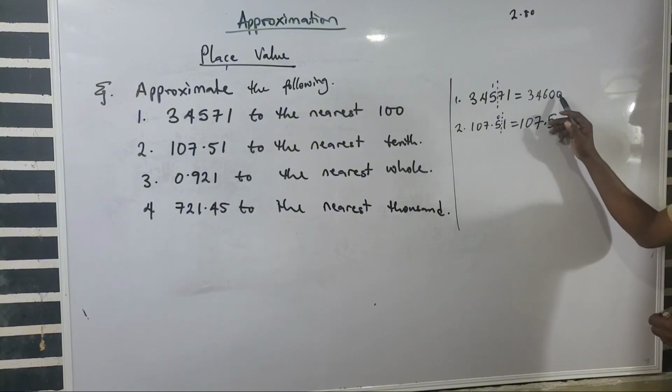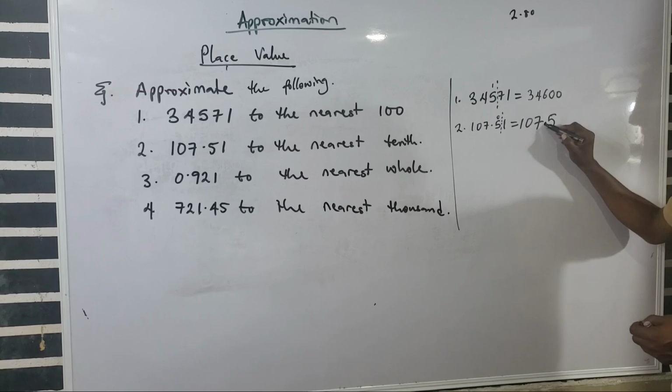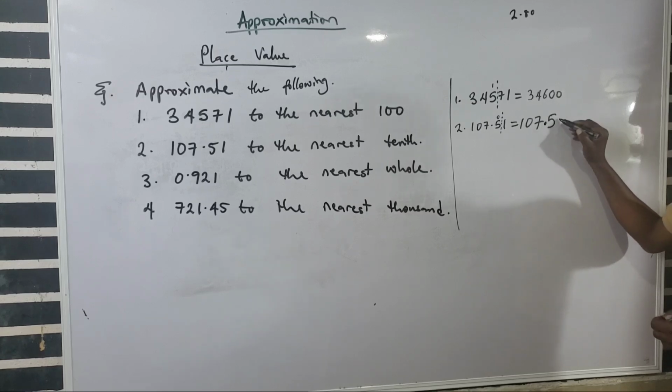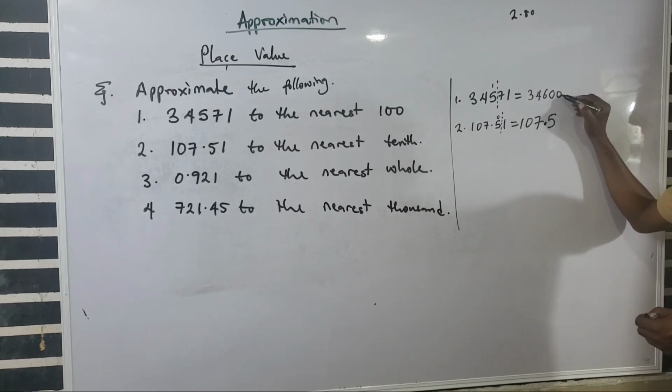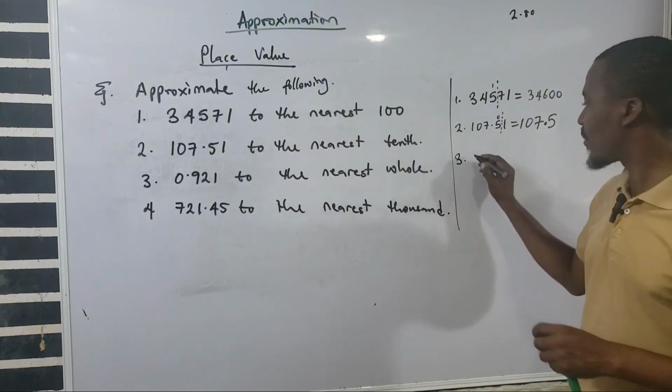Okay, remember, you don't wipe off this one. You can wipe off this one because this is a decimal number and 0 ends it. You can remove it. This is not a decimal number, 0 ends it. You cannot remove it.